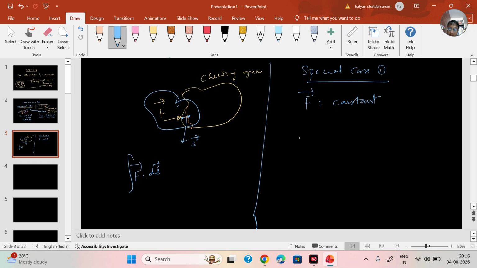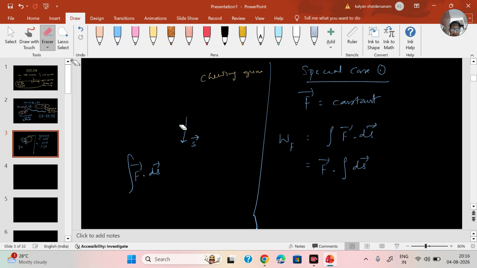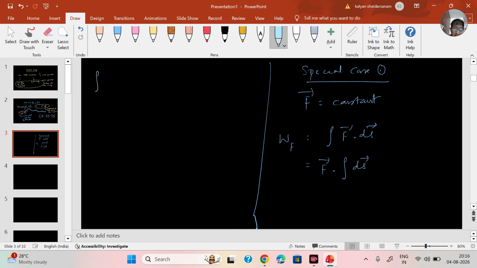So, if force is constant, can we simplify this definition of work done by the force, integral F dot ds, to something else? Let us see that. We can pull F out of the integral because it's a constant, including the dot product, and write it like this. Now, how did you write like that? If you go to the fundamental definition of integral, we wrote integral F dot ds actually as F1 dot ds1 plus F2 dot ds2, and so on, like this.